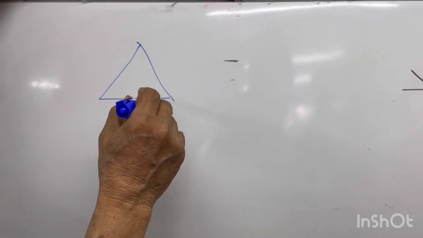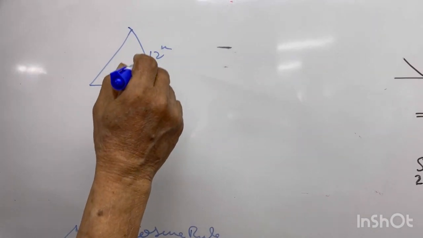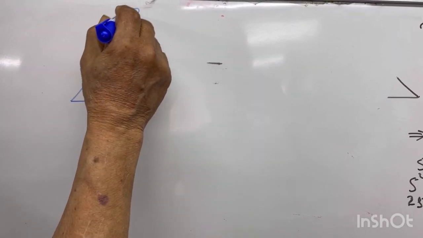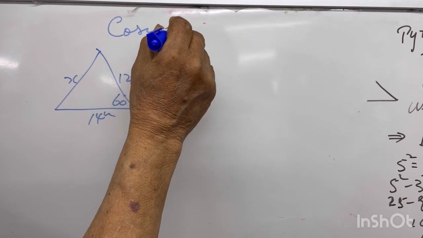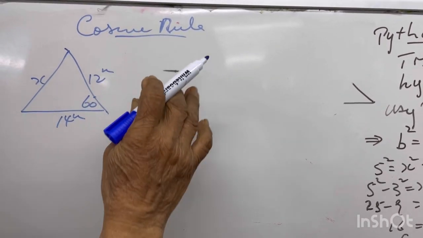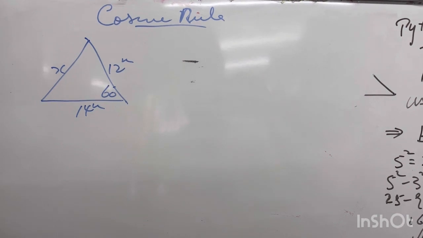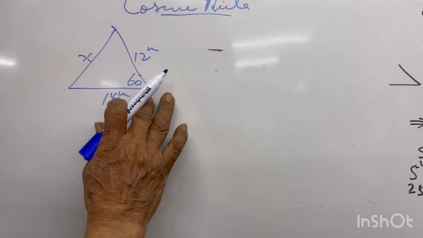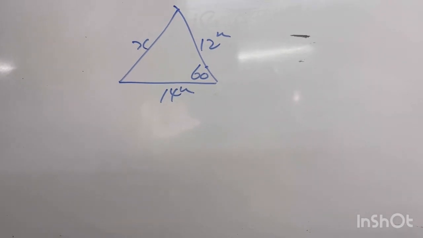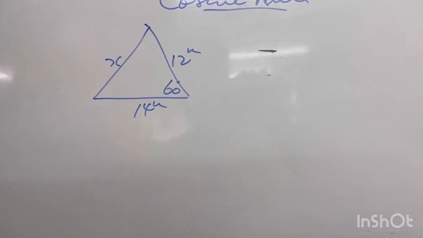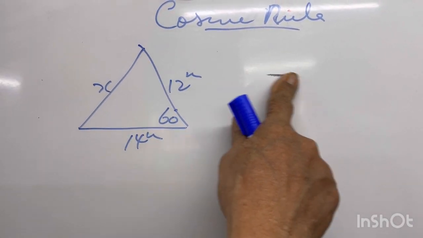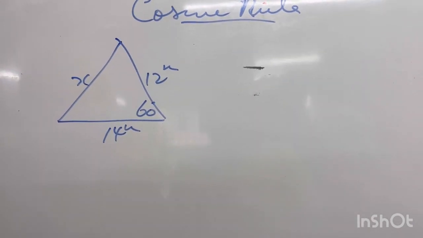14 meters, 12 meters, 60 degrees, x. We're using the cosine rule. First question: does this triangle have a right angle? No. So therefore, I cannot use trig ratios or Pythagoras' theorem. Rather, I'll use the sine rule or the cosine rule.